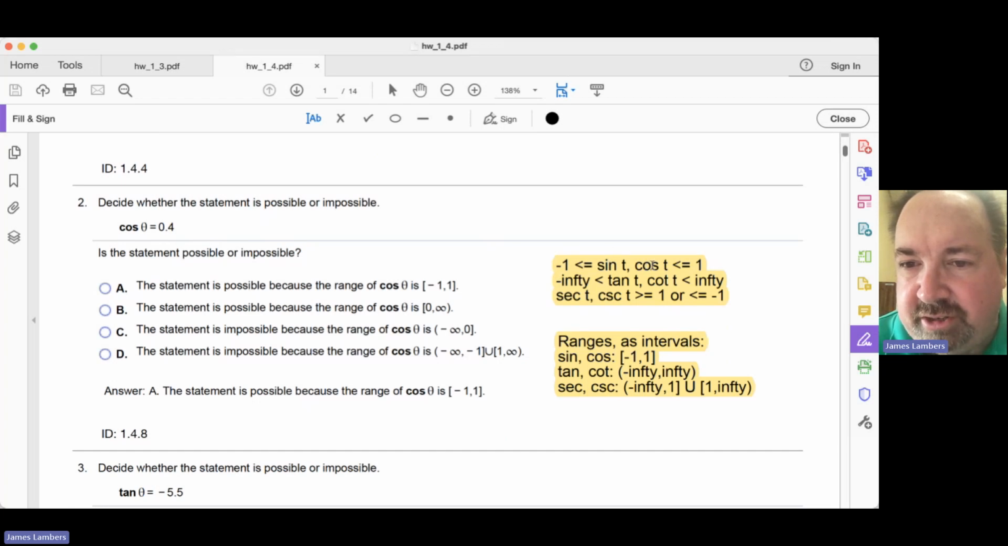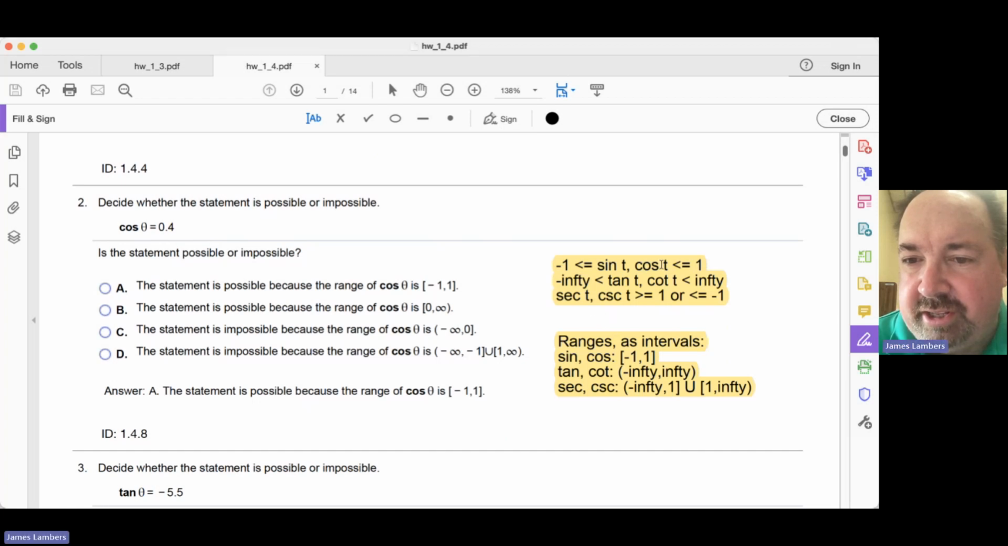Sine and cosine can only assume values between -1 and 1, including those endpoints -1 and 1. So that tells you right off the bat that this statement is at least possible. Now, 2 of these choices indicate that's possible. You have to select a correct reason. And it's this first one because -1 to 1 is a range of cosine, not 0 to infinity. Tangent and cotangent are able to assume any real value. So -infinity to infinity is the range.